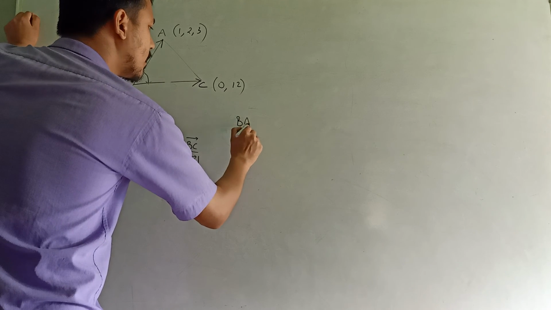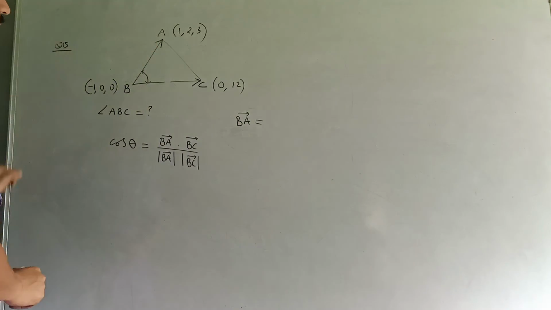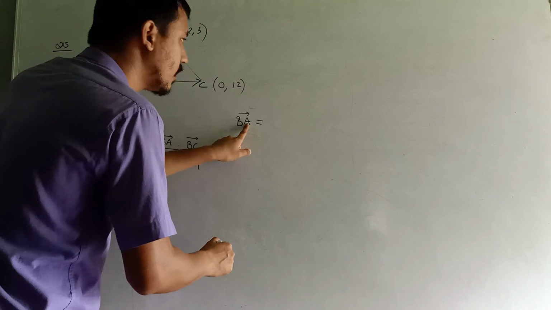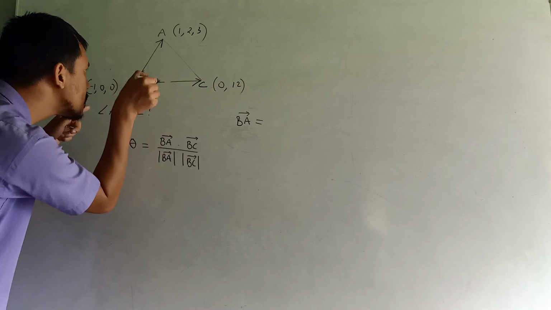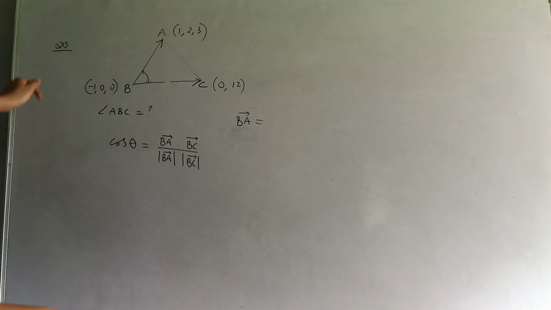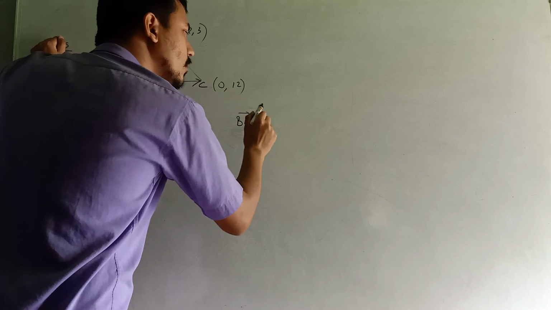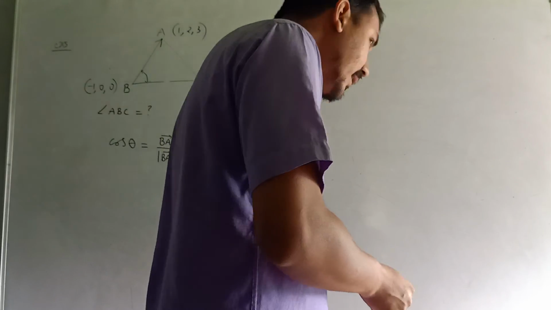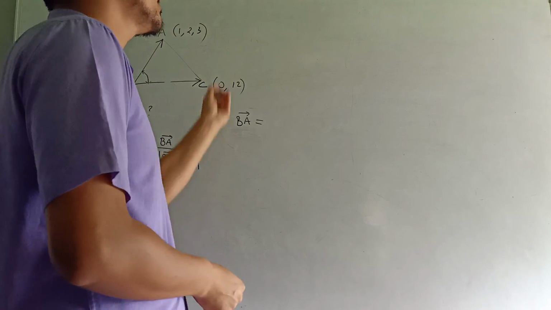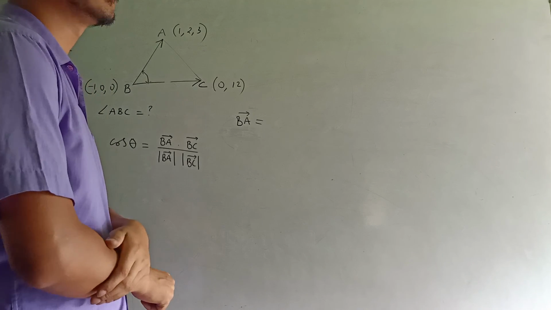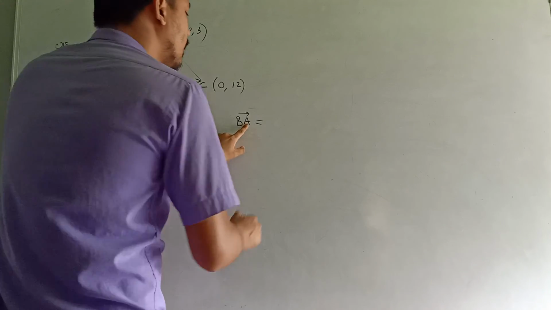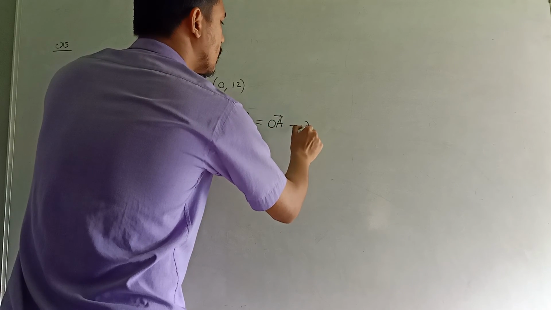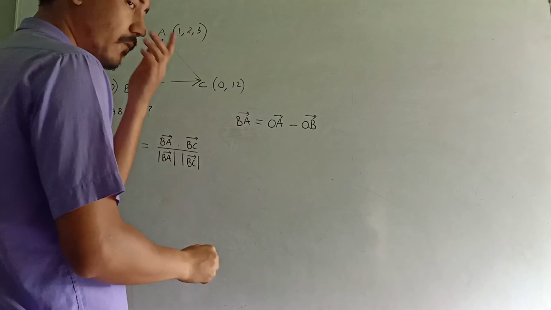So how do we find out vector BA? Position vector of A minus position vector of B. What is a position vector? Position vector means it's a directed line with O as the initial point and your point as the terminal point, right? So position vector of A means vector OA. Position vector of B means vector OB. That's how we find it.